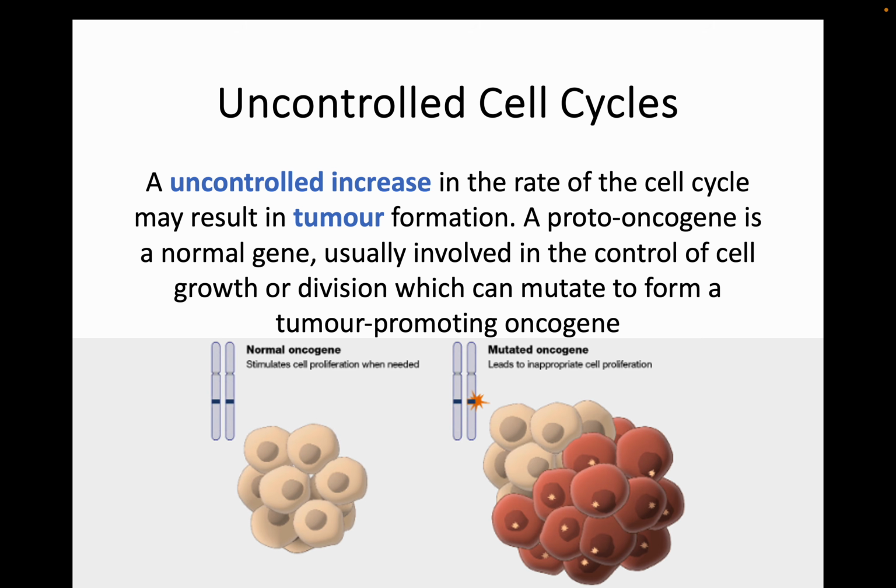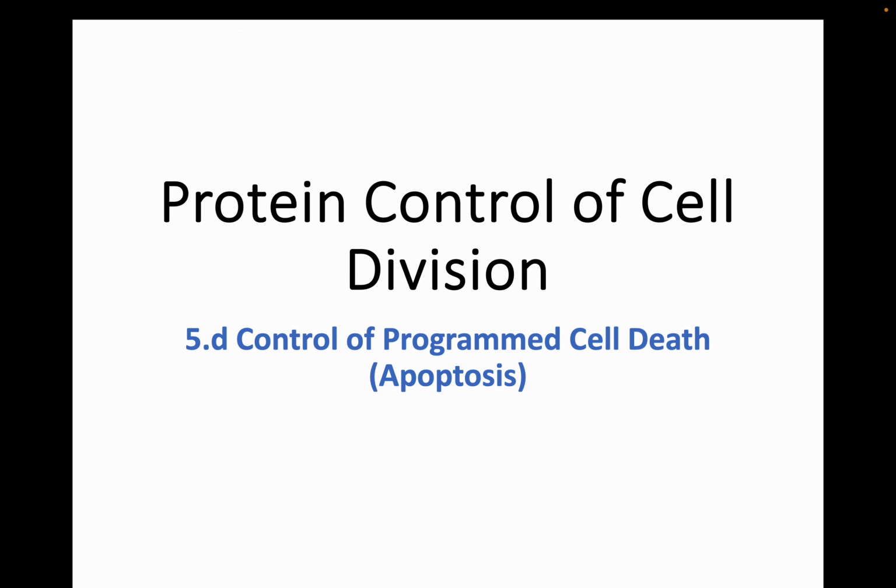So if there's too much cell division going on, you're going to get uncontrolled cell growth, which is a tumor. And then what we have here is a proto-oncogene. A proto-oncogene is just a gene that's involved in cell growth, but it can mutate to become a tumor-promoting oncogene. Like the word suggests, that is going to start producing tumors, okay? And oncogene, you might recognize from oncology, the study of tumors and cancers as well. If you have too much cell growth, you're going to result in tumors. And that's all for 5C.